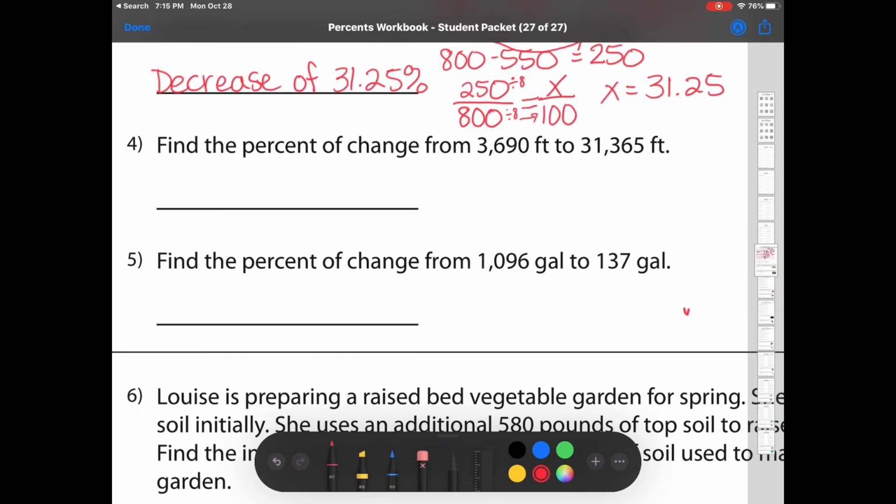Number 5, percent change from 3,690 feet to 31,365 feet. So maybe this is an airplane and we're trying to find how we're going up in an airplane and what percentage. So if 100% is 3,690, then we're trying to figure out what percentage 31,000 would be, and that's huge. So step 1 is we're going from a small number to a big number. So that's an increase.